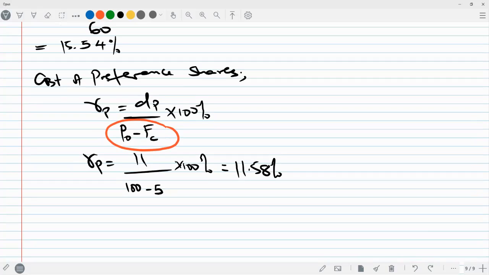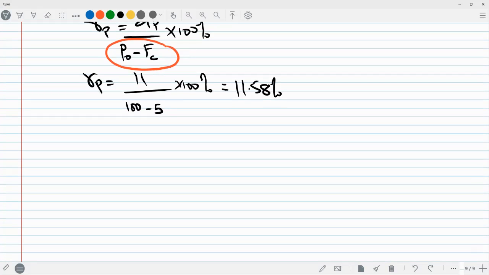Then this company also has the debentures, or has debt. We are told they have a market value of 92. The number of years to redemption is 10 years, and that is it. Fair enough. Therefore, we can get the cost of these bonds. These are bonds that are redeemable.